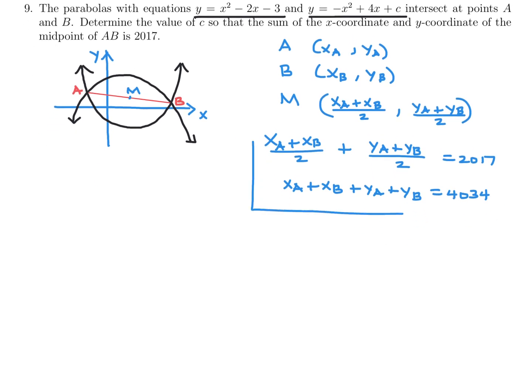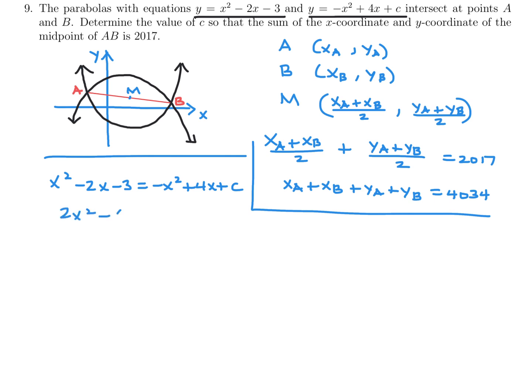Now where do we go from here? Well, one thing is for sure, these points A and B are the intersection points. So to get an intersection, you have to set those two equations equal to each other, right? So that would be how you'd get the intersection. Now let's clean this up a bit. Let's put this all on one side: 2x squared minus 6x minus 3 minus c equals 0. Let's divide through by 2: x squared minus 3x minus 3 plus c over 2. So that cleans it up a little bit.